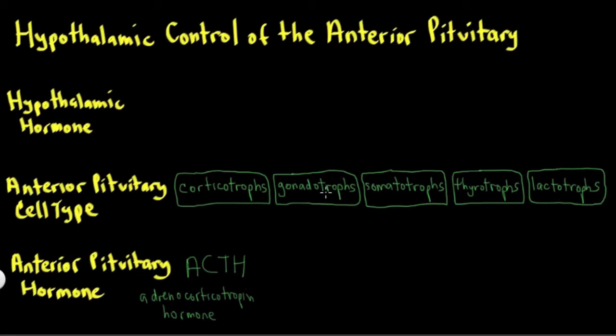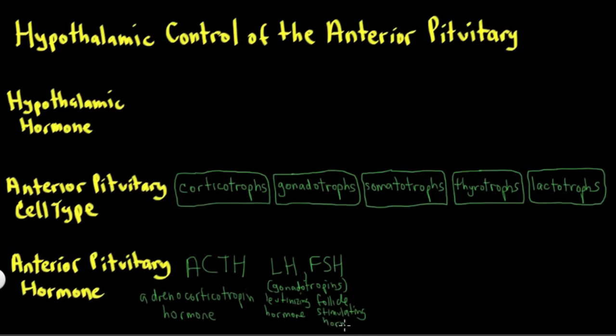Now, the gonadotrophs are interesting because they secrete 2 hormones, which is the only cell type in the anterior pituitary that does that. And the 2 hormones are LH and FSH, and collectively these are called gonadotropins because they stimulate the gonads. Now, LH stands for luteinizing hormone, and FSH stands for follicle stimulating hormone.